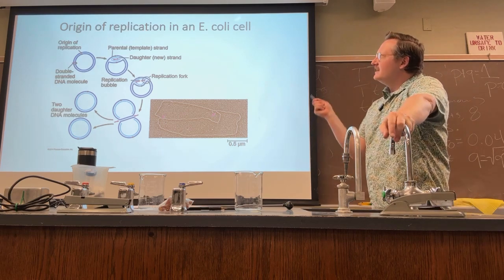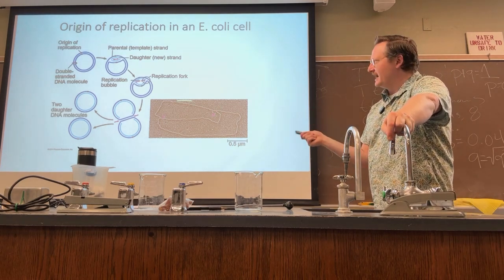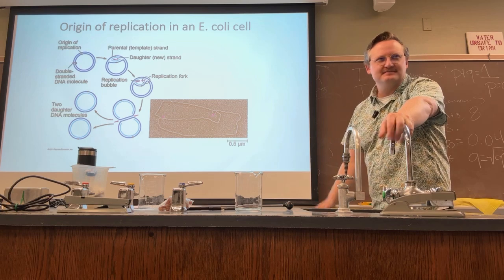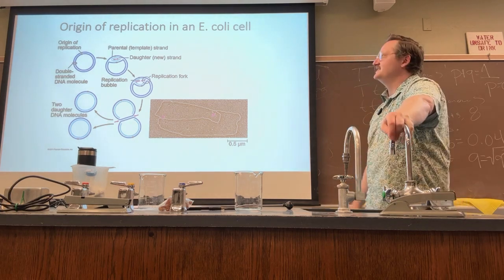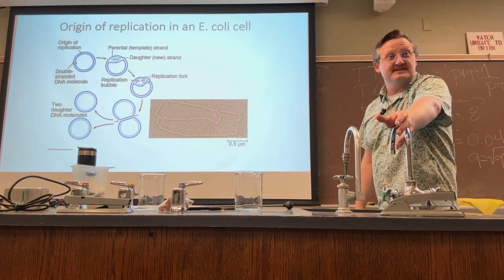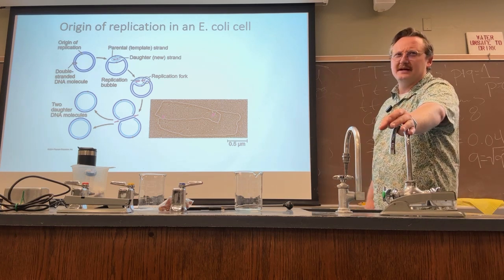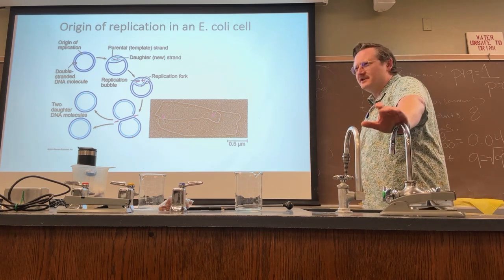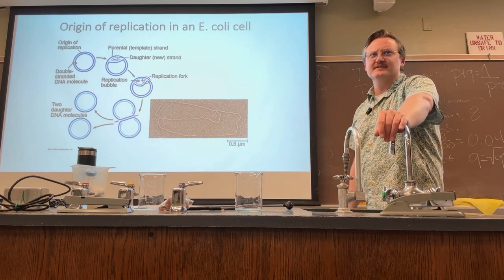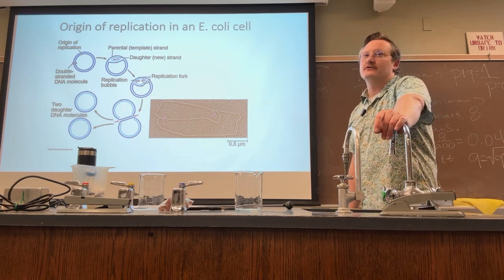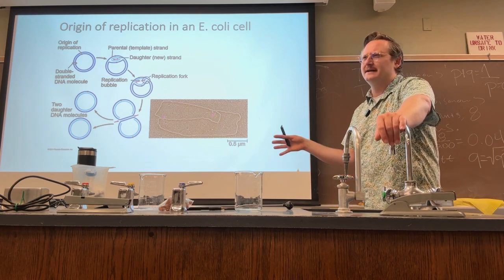Solid. Here's an E. coli cell. Here's replication in an E. coli cell. Prokaryotes have a single circular chromosome that makes up their entire genome, right? We've talked about this a little bit so far. Whereas in the eukaryotes, the genome is broken up into multiple linear chromosomes. Remember that from way back when?